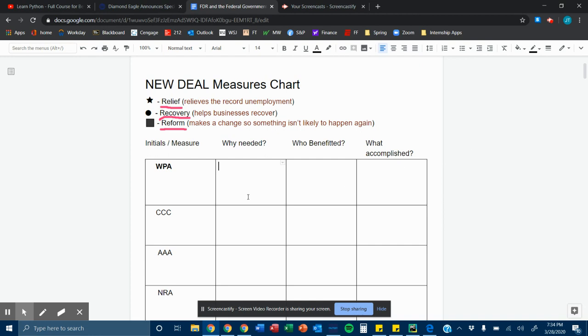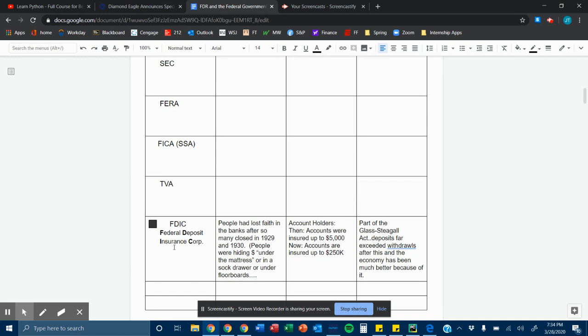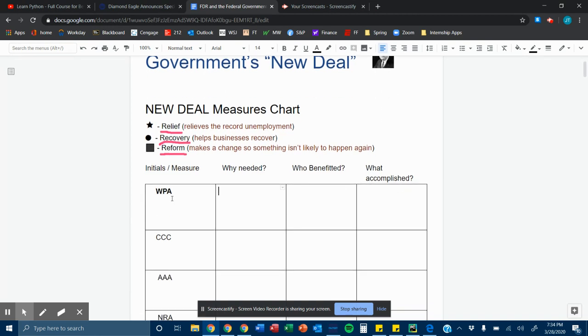And what we're hoping to do is by the time we're done with this WPA and this Screencastify, you'll be a little more comfortable at home filling in the rest of this chart, looking up CCC, AAA, NRA, all these here. All right. I did, by the way, fill out another example for you, the program known as FDIC, the Federal Deposit Insurance Corporation. Maybe we'll say something at the very end in regards to that. So let's talk about this WPA.